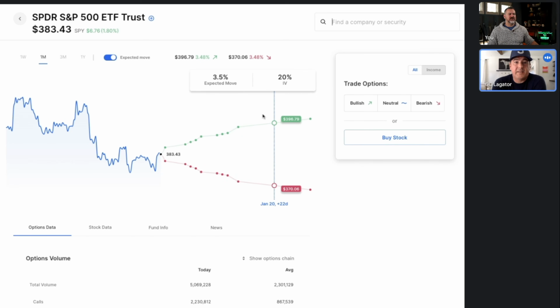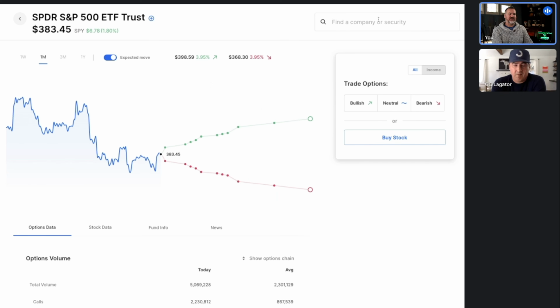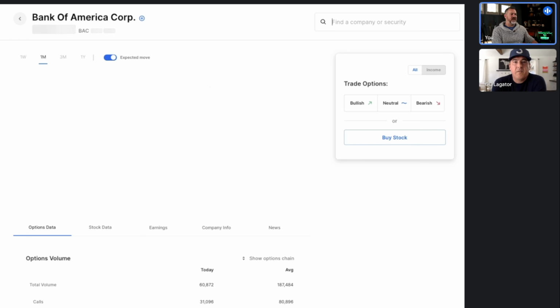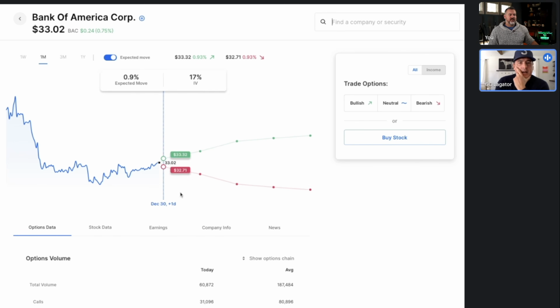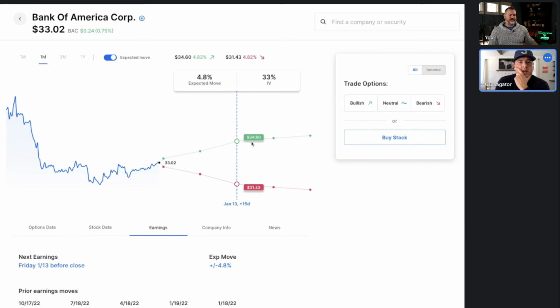You know what else happens out there is the banks start reporting that week, right? Right. That's what I was just looking at. I was looking at the Canadian bank. I pulled up CIBC, but let me pull up Bank of America and see January 13th, expected move 4.8%. And you can go down and click that earnings tab right underneath. Okay. This is kind of cool.